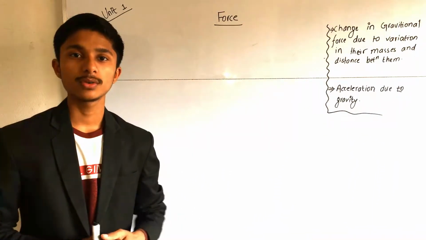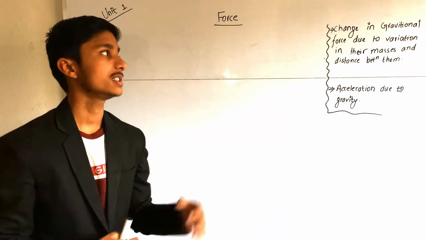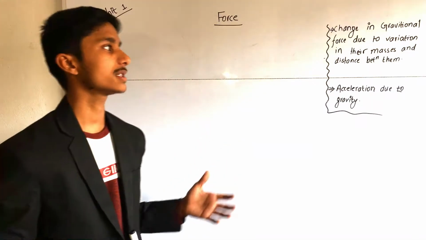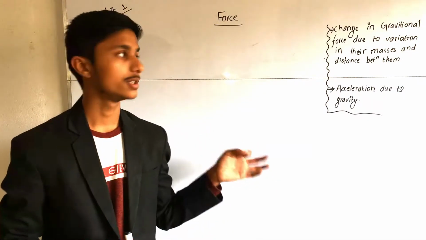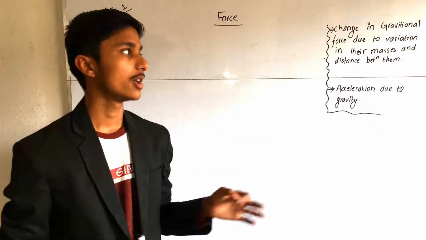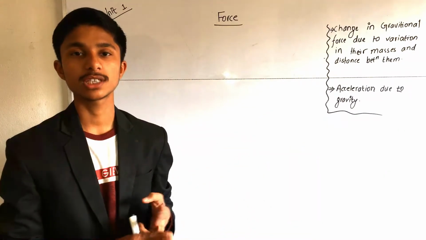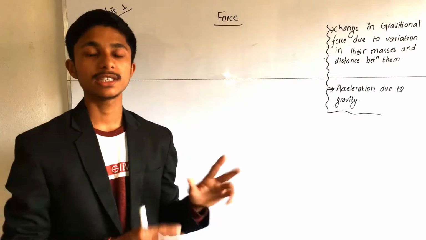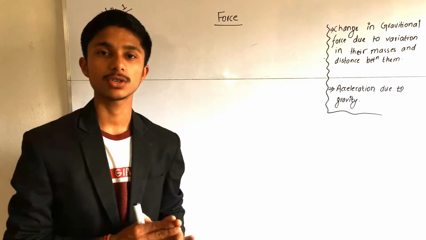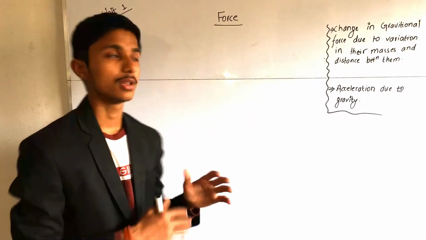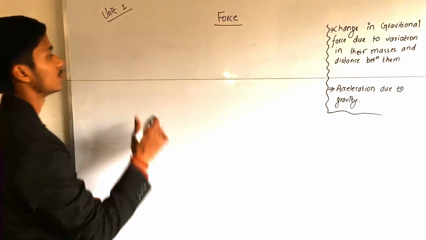Here there are two cases. Okay, first, change in the gravitational force due to the variation in their masses. First we discuss when the masses change, but in this case distance remains constant. And second case, the distance changes but mass remains constant. Okay, so let's discuss these two topics.